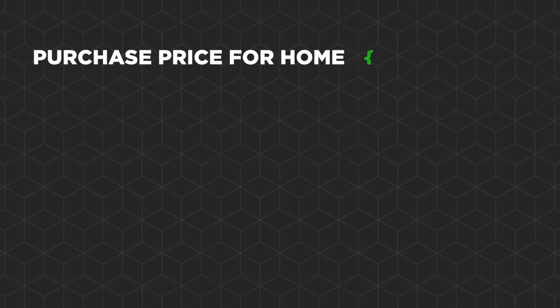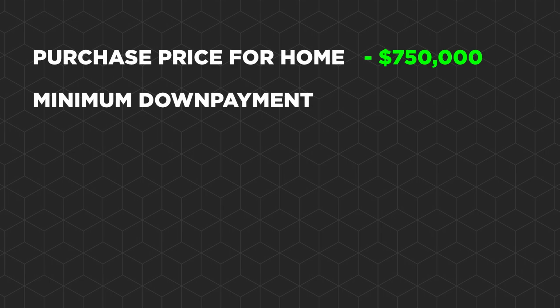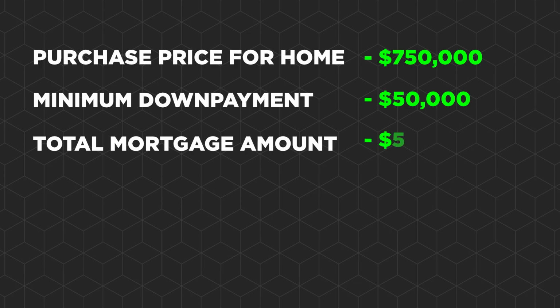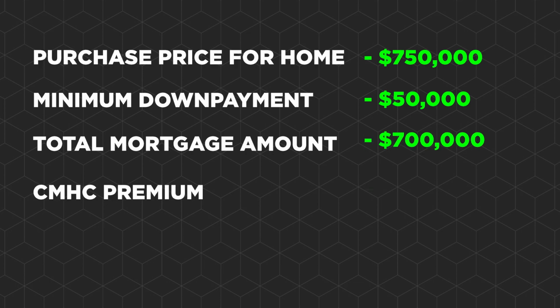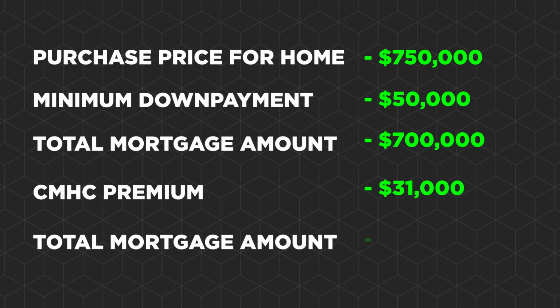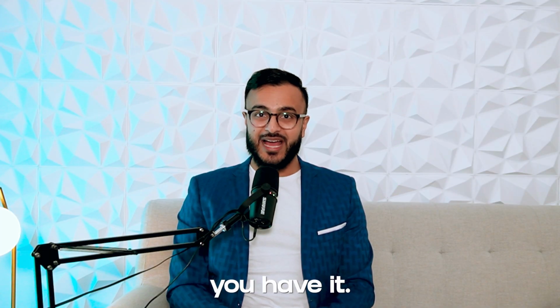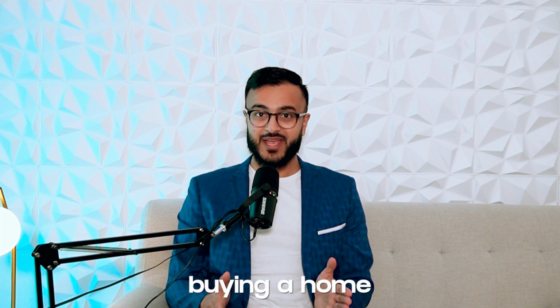For example, the purchase price of the home is $750,000. The down payment that you are submitting is $50,000. The total mortgage amount is $700,000. The CMHC premium roughly is about $31,000. So now your total mortgage amount would be $731,000. So folks, there you have it, the actual cost of buying a home in today's real estate market in 2023 or any of the coming years.